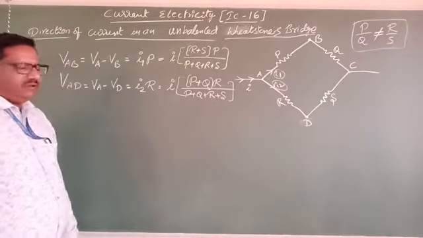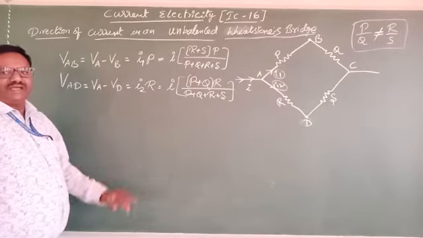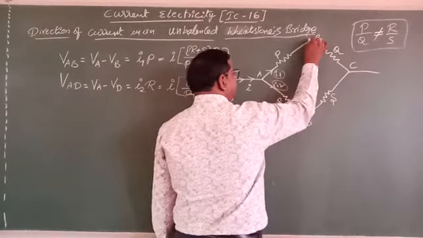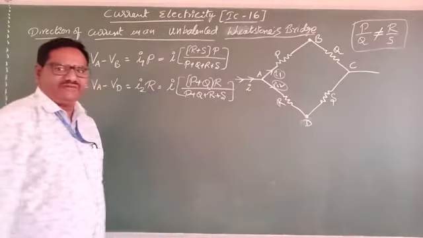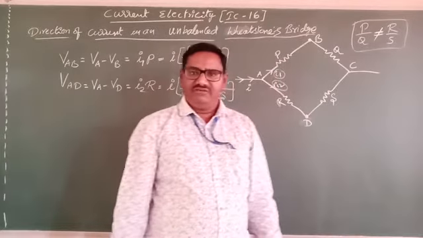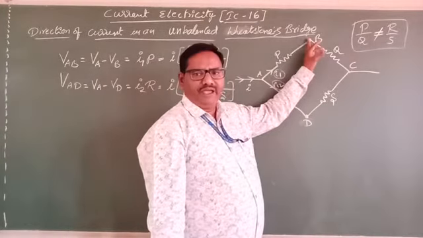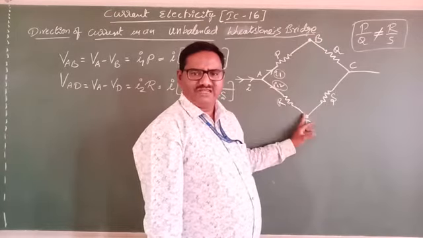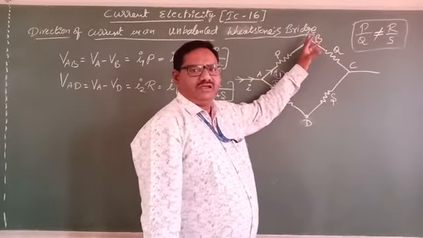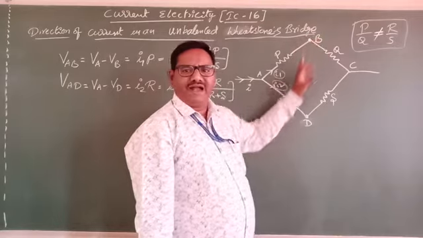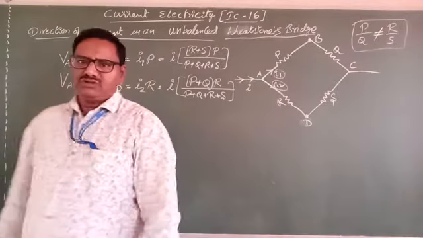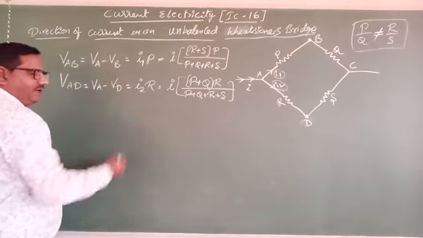Clear? Now, if you take the difference of these two, you can get VB minus VD. Then only you can measure the potential difference between these two points. If there is a potential difference between these two points, the bridge is unbalanced. When it is balanced, the potential difference at B and D is equal, then no current. If a potential difference between B and D is there, the bridge is in an unbalanced condition.